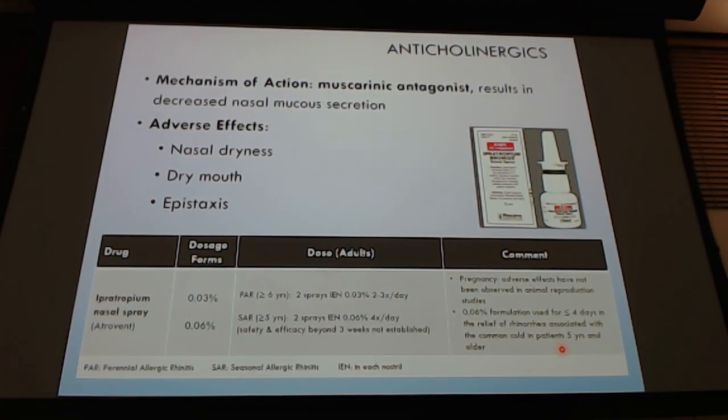All I want you to know for this drug is the mechanism of action, the adverse effects, and what the drug is. Then understand that you're going to see this in almost all the other conditions that we talk about, so remember the route when we're talking about allergic rhinitis. So this is for allergic rhinitis when we're talking about our nasal spray.